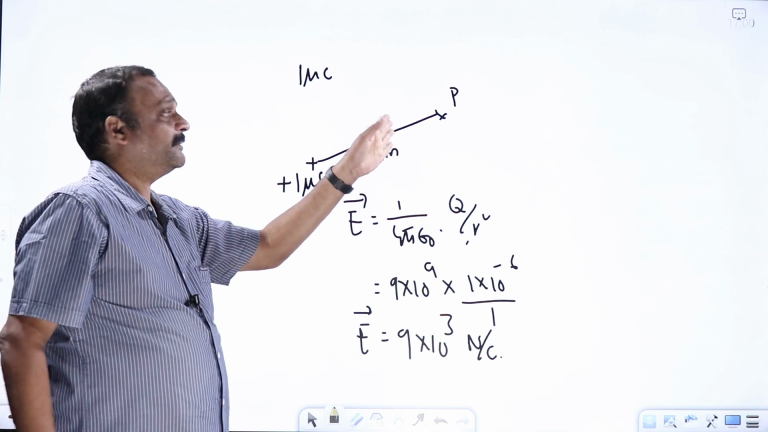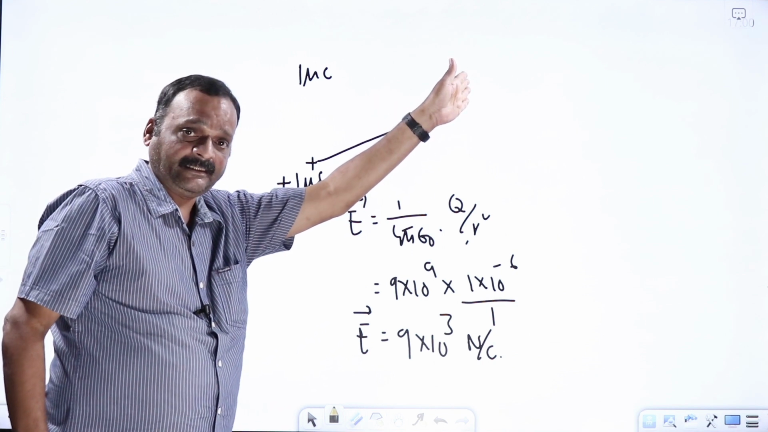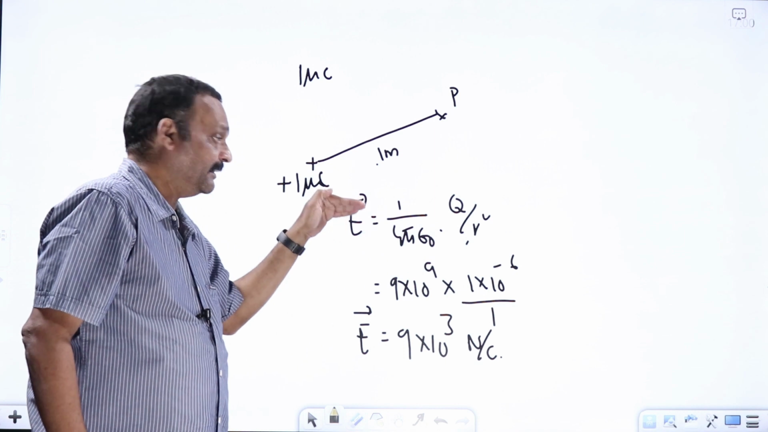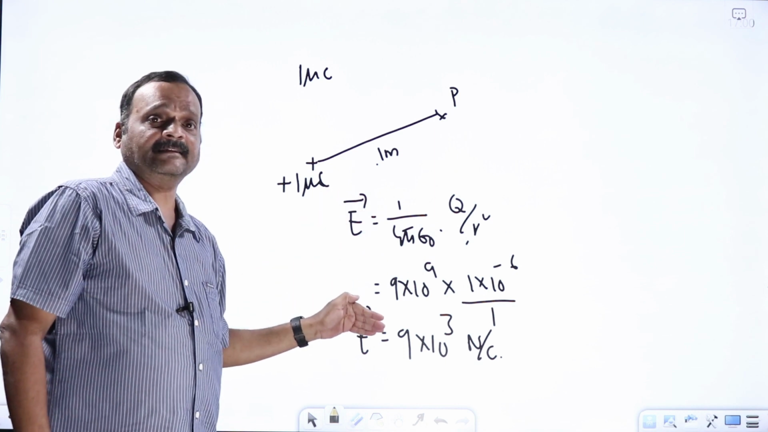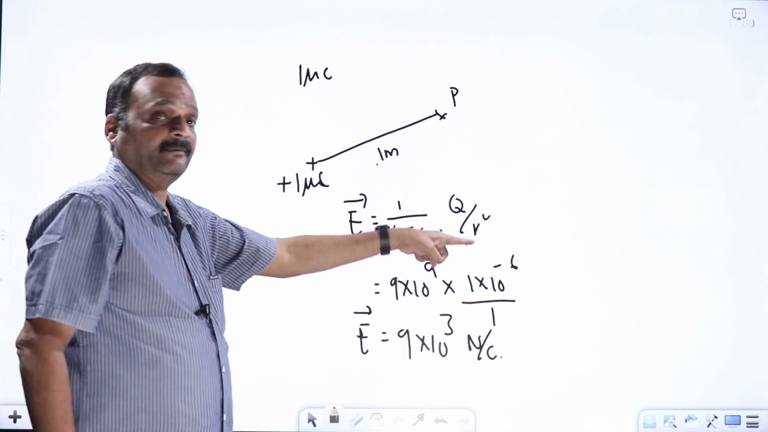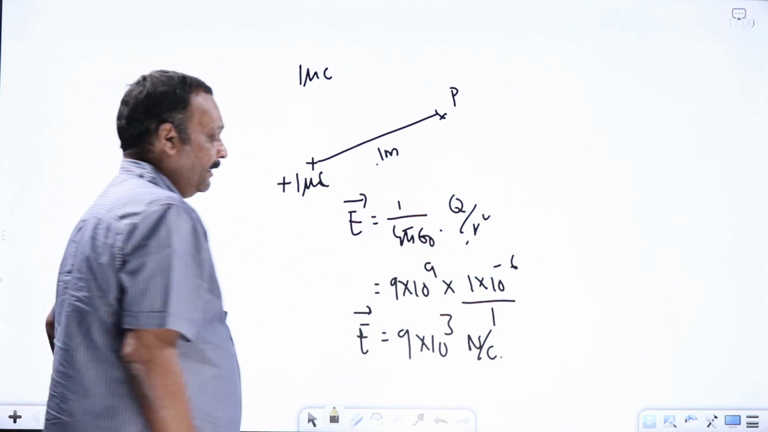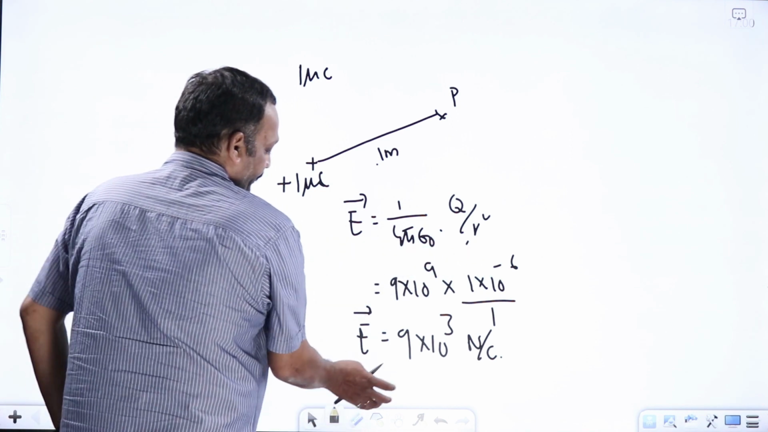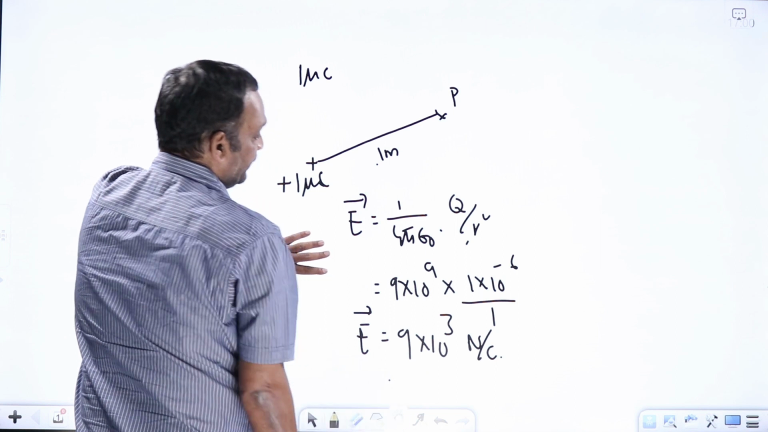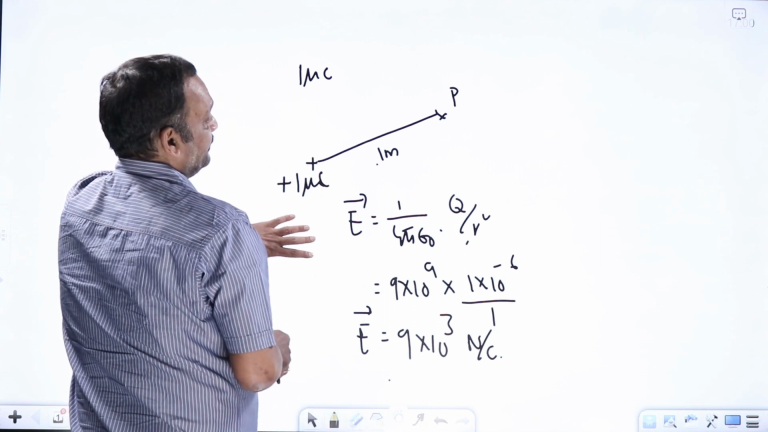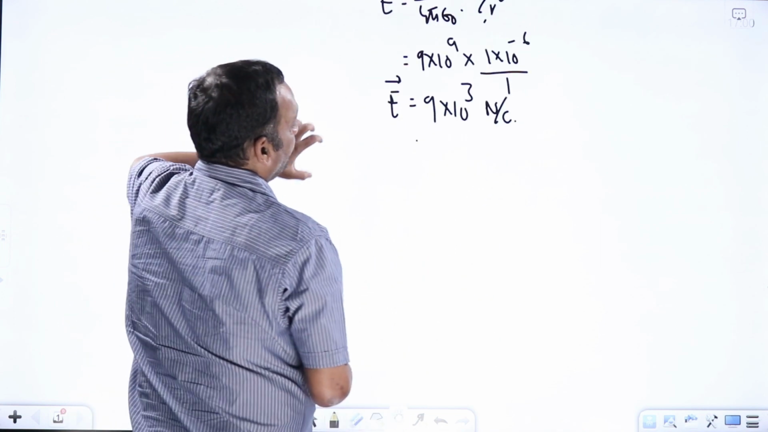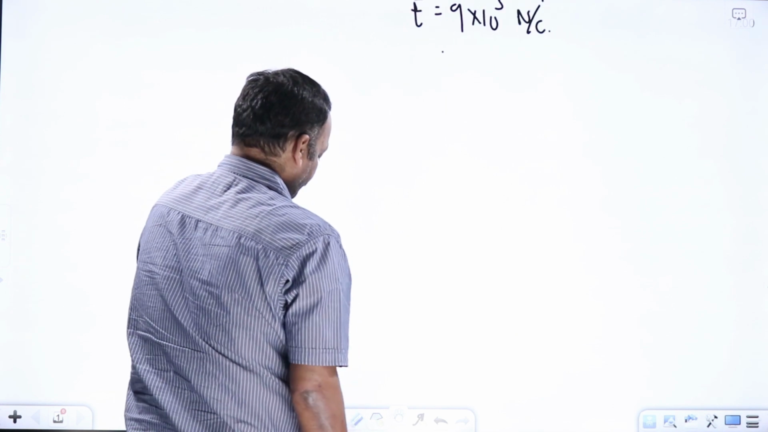As we go away from the charge, as R keeps on increasing, electric field intensity keeps on decreasing, as 1 by R square. Now next we'll see what happens if there are 2 or more charges in any region.